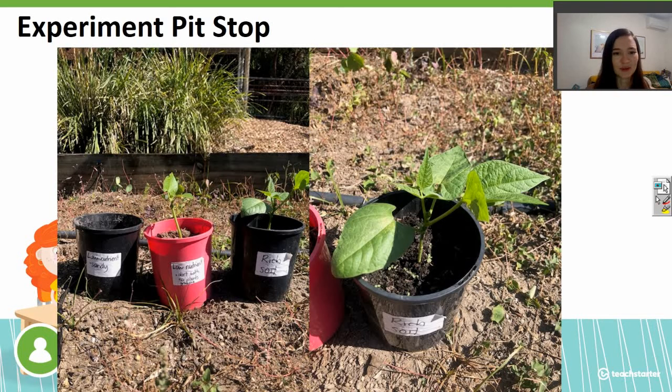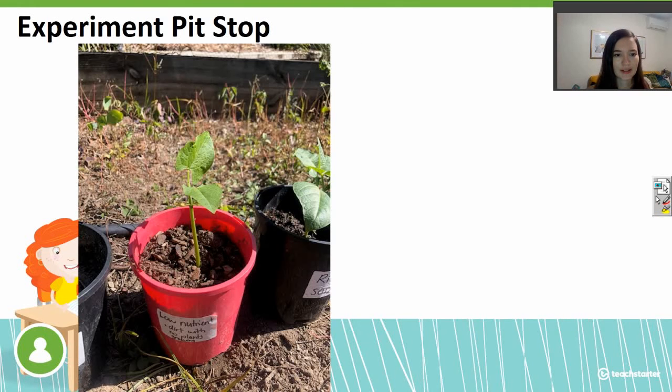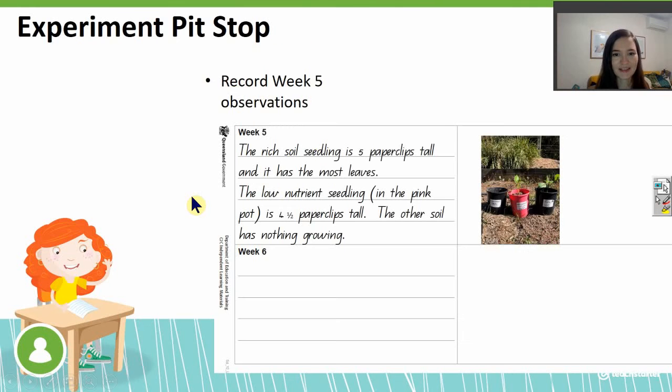Okay, so we'll quickly look in at our experiment. So you can see here the low nutrient soil in the pink pot is starting to catch up to the rich soil here. So the rich soil has a lot more leaves on it, but there's not a lot of difference in height now between those two. And the low nutrient, the sandy soil, still has nothing growing in it. So here we go, got a little close-up of the low nutrient in the pink pot. So you can see it's only got 2 leaves.